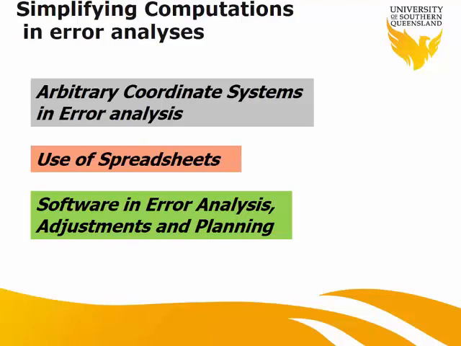So in conclusion, I can give you some hints. Always use an arbitrary coordinate system for error analysis. Don't bother going through the exact numbers because it's pretty much giving you the same answer. Use a spreadsheet, it's a very useful tool for analysis. Always use software for error analysis, adjustment and planning. For example, for least squares adjustment, it's going to be StarNet. We're going to have a tutorial on StarNet, and I'm going to show you how you can do that.